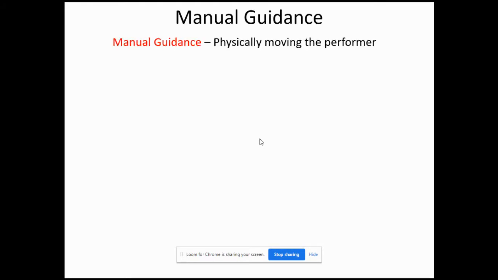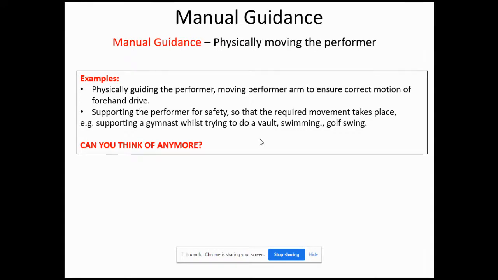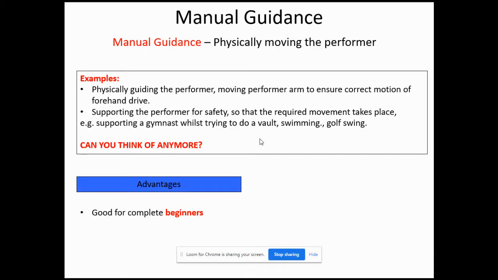Manual guidance. It's when you physically move the performer. Examples could be if you literally hold somebody as they're playing a tennis shot to show them where their arm should go. It can be to do with vaulting or swimming. If you use armbands, if you get in the pool with them and you literally hold them up whilst they kick their legs. Anything where the coach or teacher is physically supporting them. I know I've mentioned in class about in gymnastics when we teach handsprings, you'd support their back as they come over to make sure they don't fall back onto the box. Advantages of this are it's brilliant for complete beginners, okay?